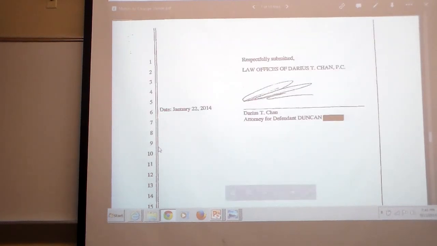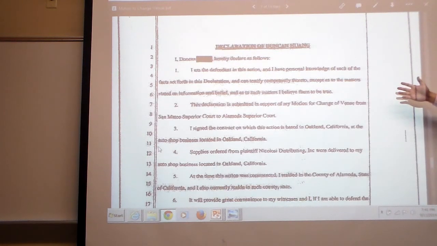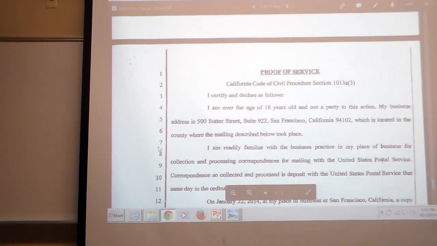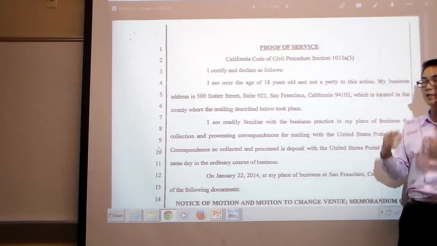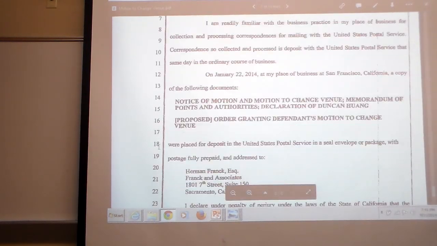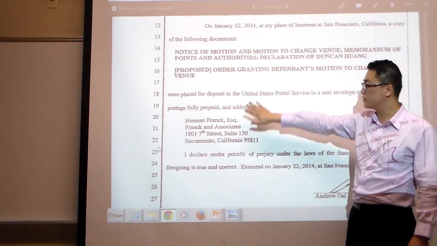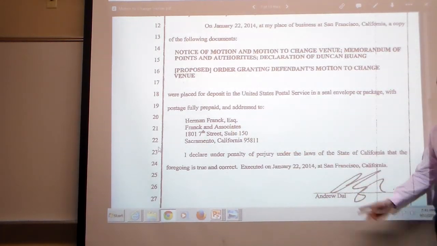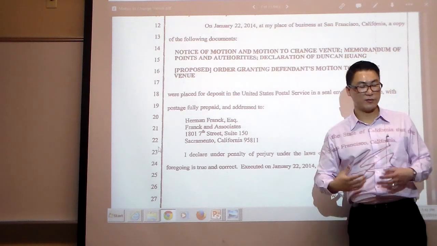Signed by my partner. Declaration by my client, everything said is true. The proof of service: you always attach a proof of service. You have to prove to the court that I sent a copy of whatever documents herein to the opposing counsel. So these are the two documents I'm sending to Herman Frank on this date, and it's signed by me in this case. So this is a complete motion to change venue.